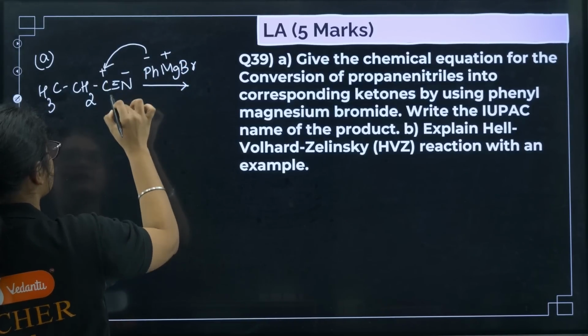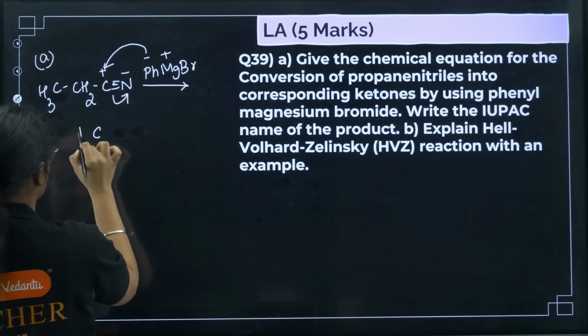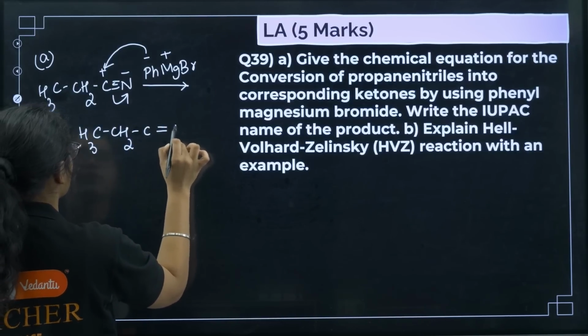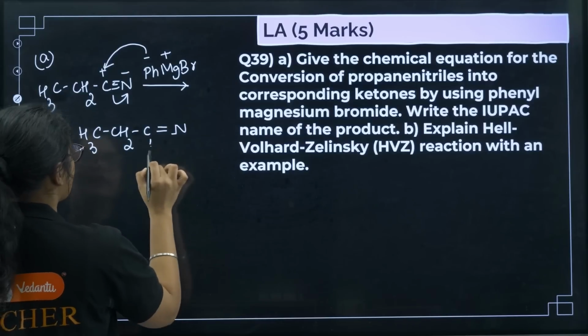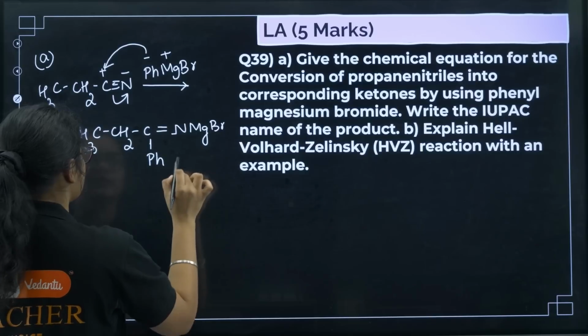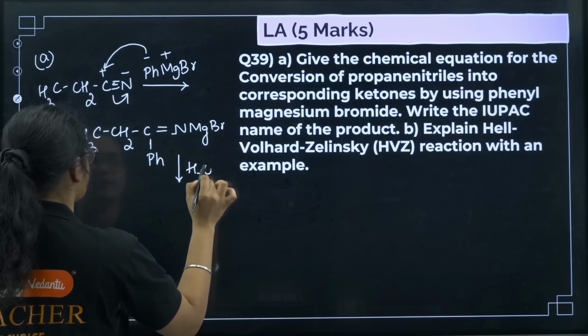This one will attack here, this bond will shift here. So what will be the product formed here? CH3, CH2, C double bond N. Okay. And here I have added pH and here I have added MgBr. Next, if I do hydrolysis, okay, so what will happen?